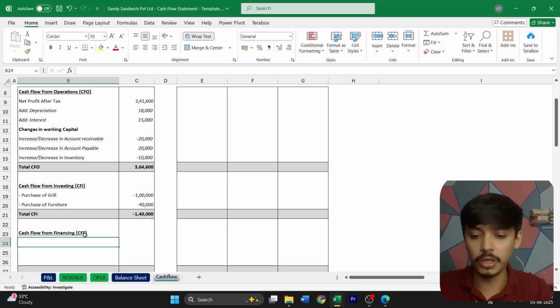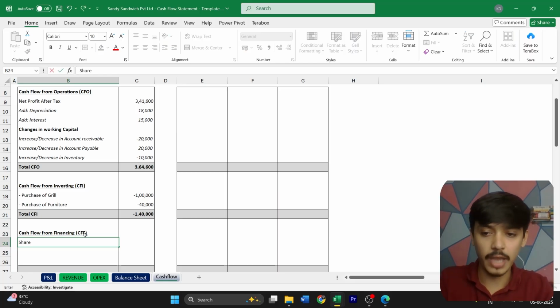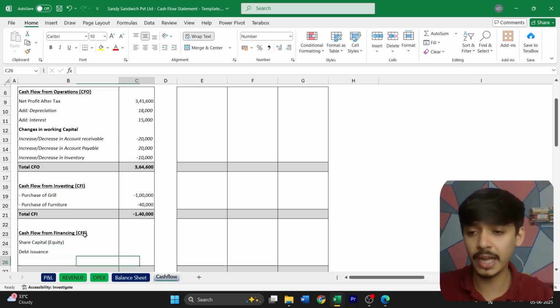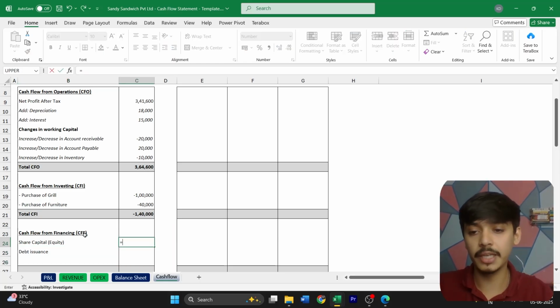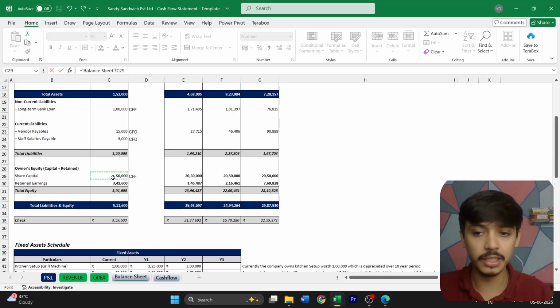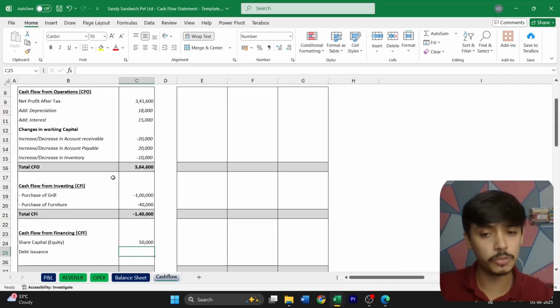Coming back to the model, we will plug in the numbers. So cash flow from financing will include the share capital, which is the equity element. Next, we have the debt issuance, which is the debt part of financing. So on the share capital side, we can see from the balance sheet that we had raised 50,000 in share capital, which is positive for us as cash is coming into the business.